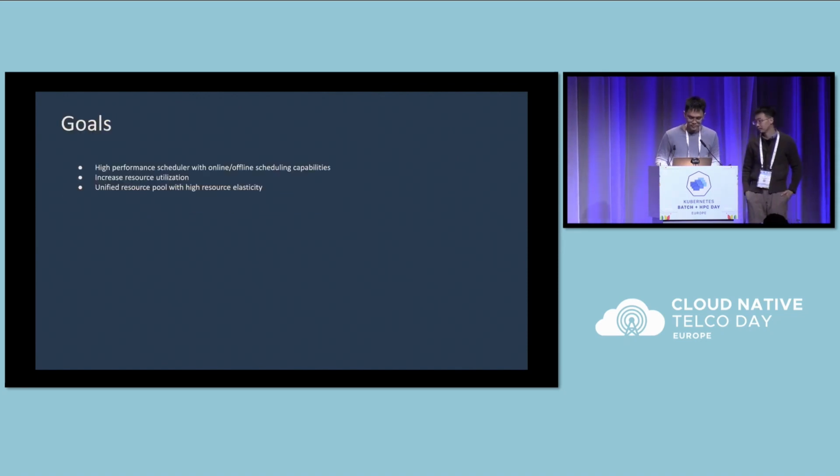So before I dive into the details, maybe I can talk about some of the goals that we had. We wanted to create a high-performance scheduler with support for both online and offline scheduling capabilities. This is to address the scale that I think Deliang shared about earlier. We also hope to use the scheduler to increase the resource utilization across our clusters and also unify both our online and offline resource pools to achieve complete resource elasticity. We believe the last two goals are the key to reducing costs within our company and achieving higher efficiency.